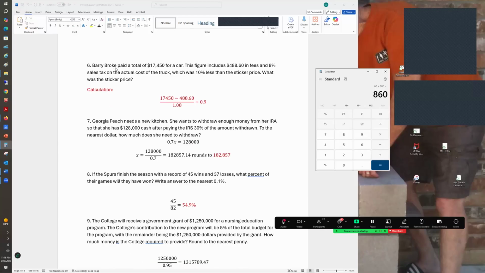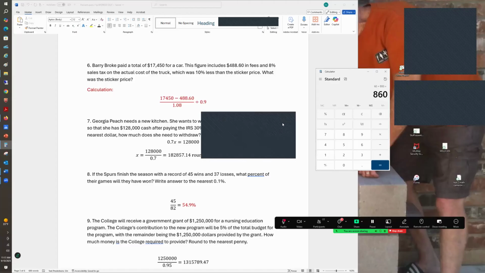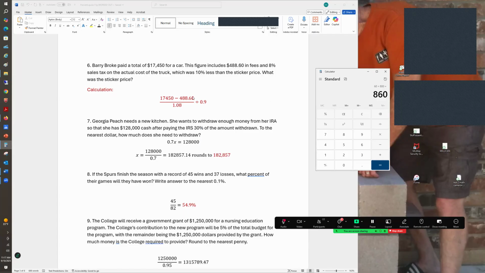Number 6 is a rather difficult problem to work from scratch. Yeah, it is. We've had them before, and in the first 6 problems on page 5, we had one of these greatly explained out in detail on the following pages. So here's a little calculation. This is a drive out cost. You don't know the selling price, the sticker price, excuse me. You don't know the sticker price. So what you do is you take the total out the door price, 17,450. You subtract the fees, which are not taxable, 488.60.